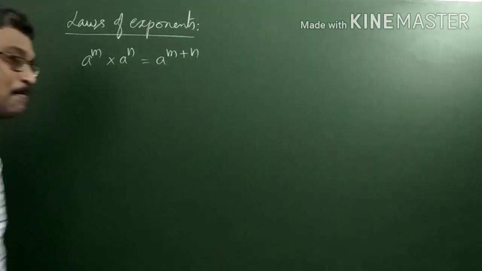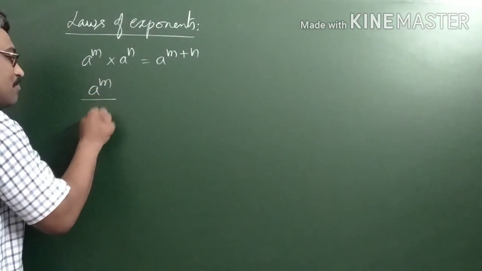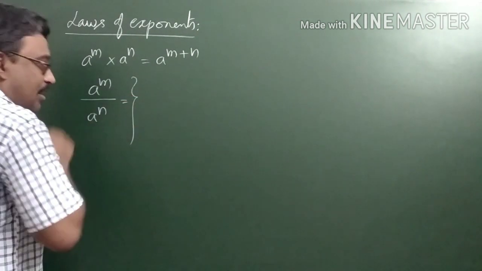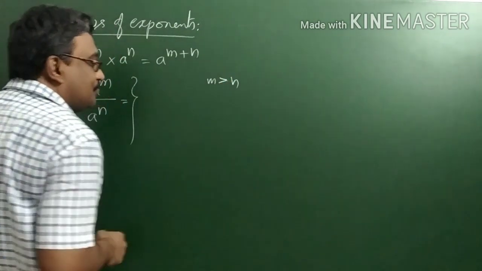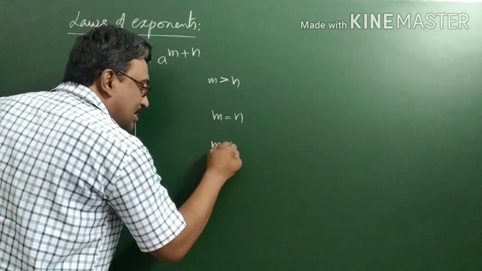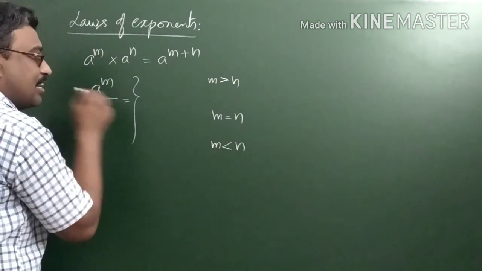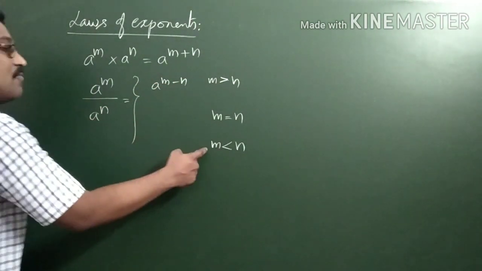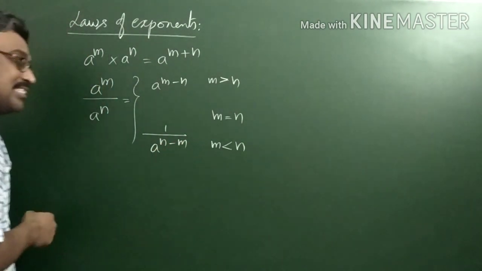a to the power of m plus n. Alright? A to the power of m divided by a to the power of n has three different formulae. One is m is greater than n. Second one is m is equal to n. Third one is m is less than n. So, if m is greater than n, a to the power of m minus n is the formula. If m is less than n, 1 by a to the power of n minus m.